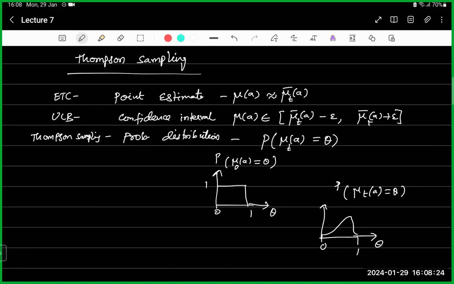So at some point in time, let's say every arm has some true mean distribution. What will you do? What arm would you like to play? Every arm will have some property. Every arm's true mean will be between 0 and 1. So every arm will have some distribution like this. Which arm would you like to play? So how do you measure that?